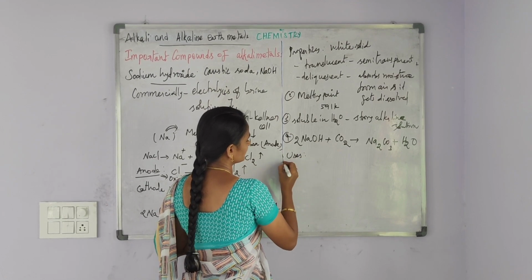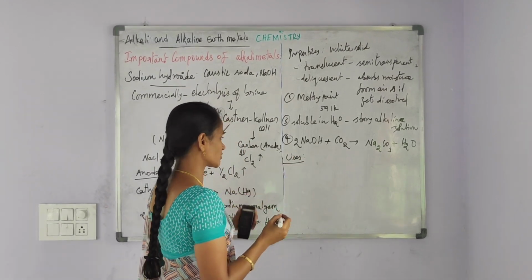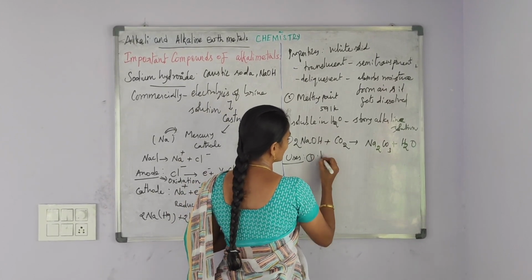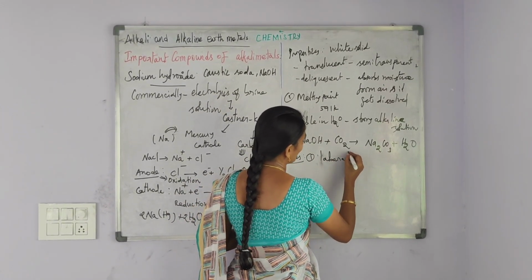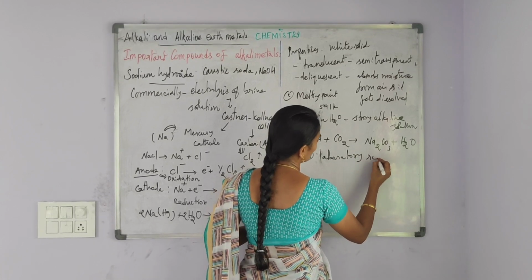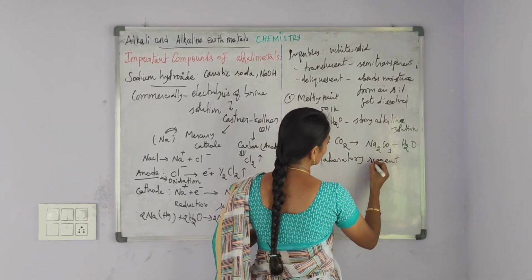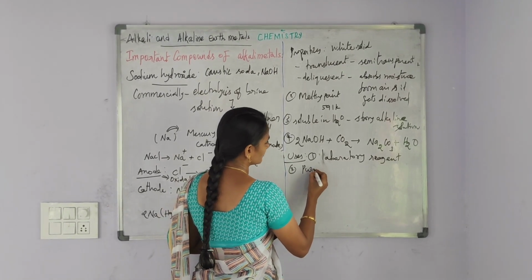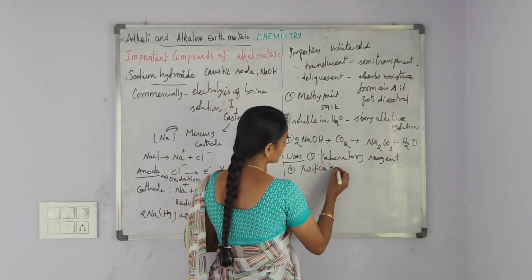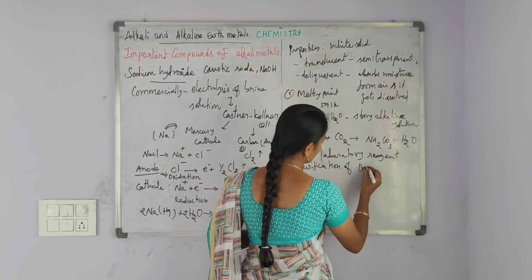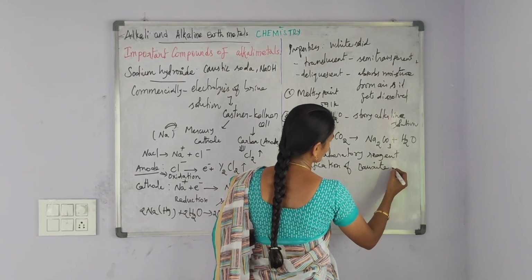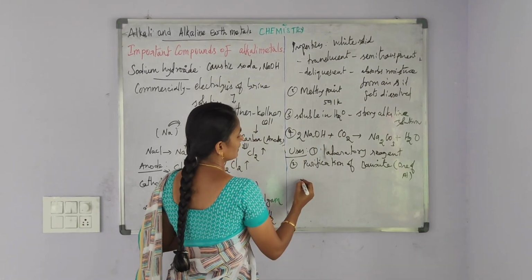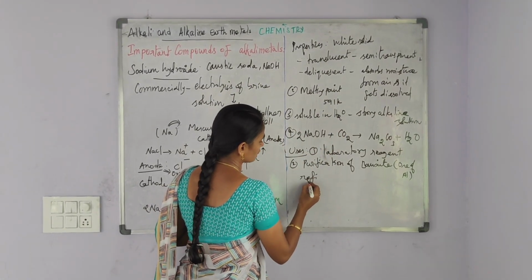And then our topic is uses. First of all, sodium hydroxide is used as an important laboratory reagent. It is used in the purification of bauxite. Bauxite is an ore of aluminum. And then refining of petroleum.